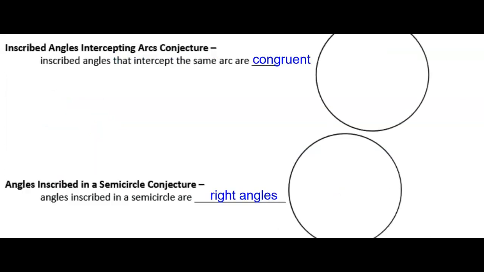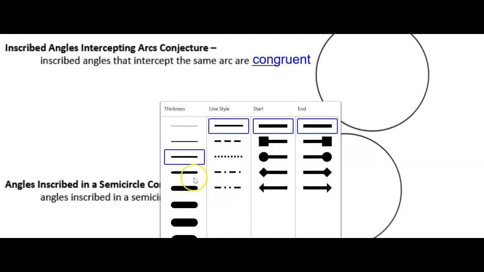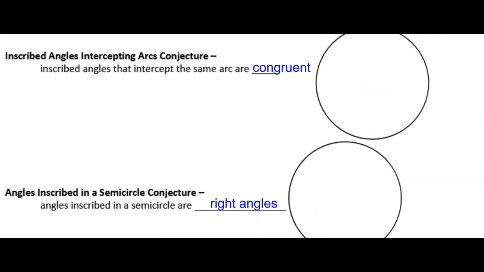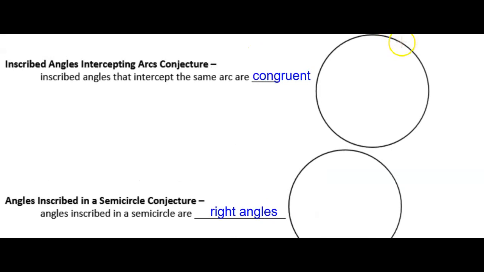All right, the inscribed angles intercepting arcs conjecture says that if you have inscribed angles intercepting the same arc, then they are congruent. All right, so let's look at an example of this. So if we have this angle here, going with that arc, and maybe we can say that arc's 100 degrees, so then this angle would be 50 degrees.